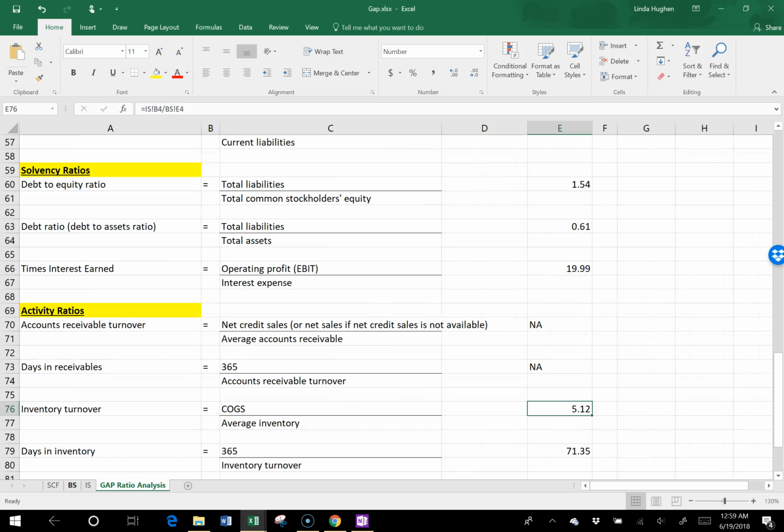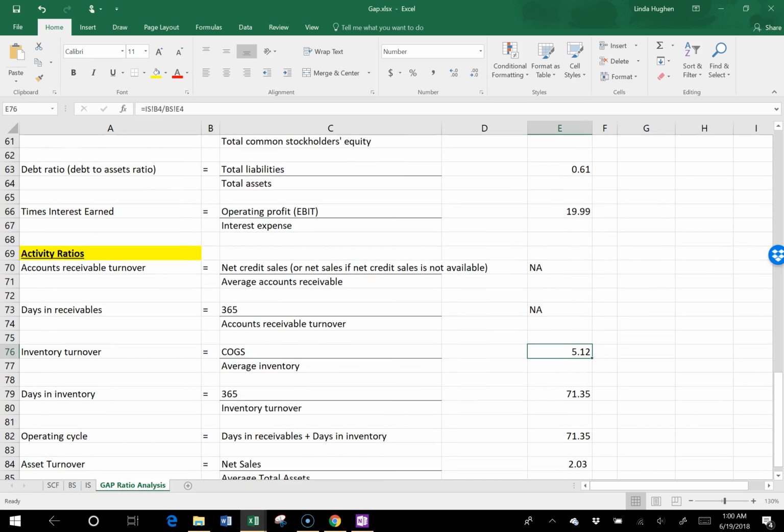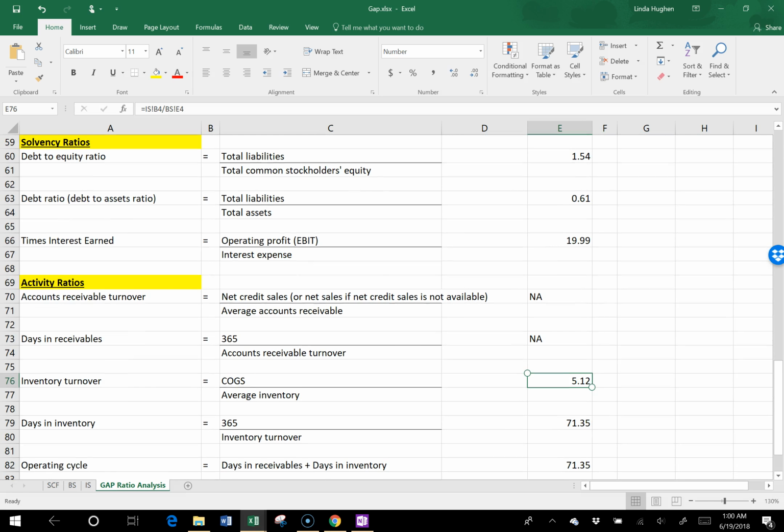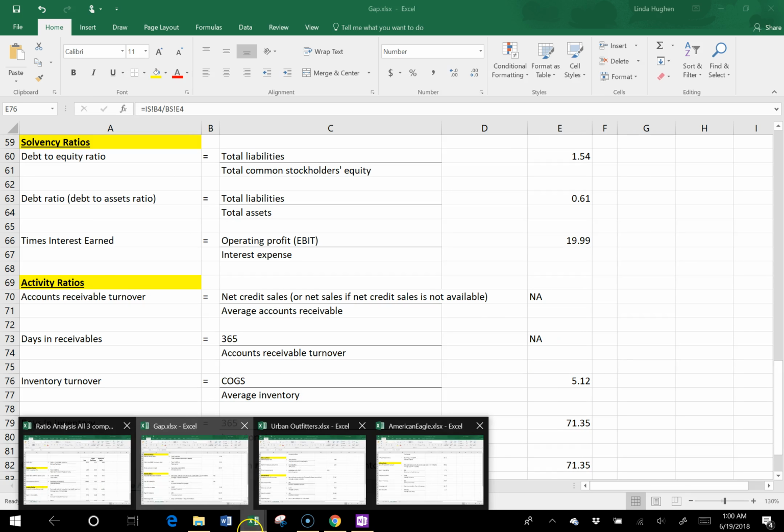And I get 5.12. This number can be interpreted a little bit more easily if we take 365 and divide it by the inventory turnover, and we see that GAP's inventory is on hand for about 71 days. That seems like a lot to me, just thinking about going into a store and seeing the same merchandise there for 2.5 months. But let's compare it to its competitors.